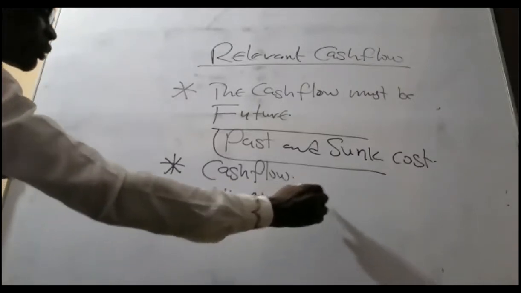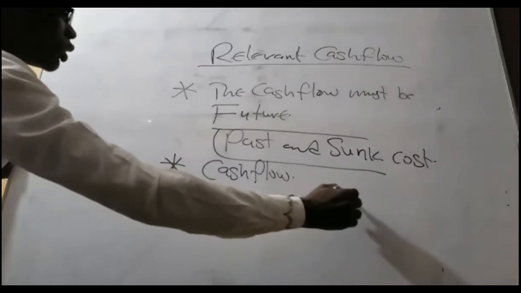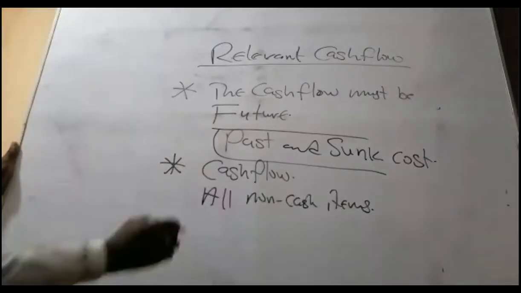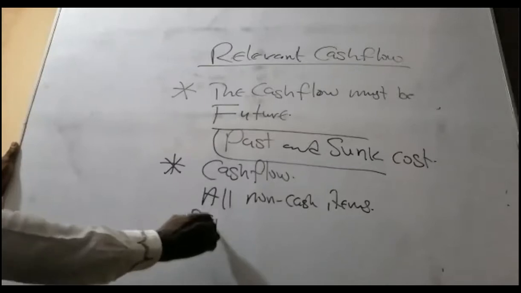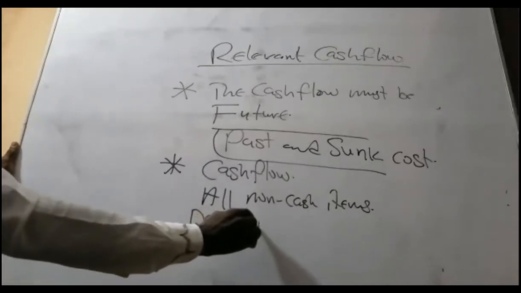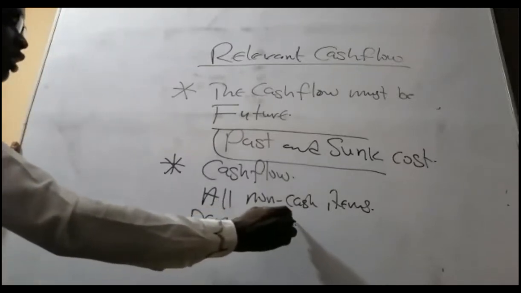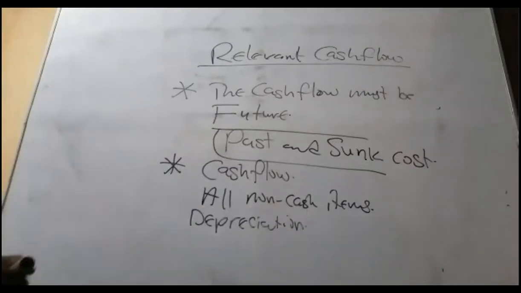Non-cash items. Examples of non-cash items: depreciation must be ignored in NPV. So the cost must exclude depreciation. All the operating costs must exclude what? Depreciation. Why? Because it's non-cash.